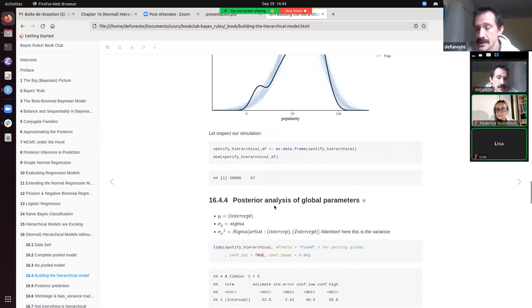We'll start with the analysis of the global parameters. So mu, the global mean, sigma y, which is the sigma within group, the intercept, the sigma, and the sigma parenthesis artist semicolon intercept verbal intercept. This is what is written by the Stan JLMR function.